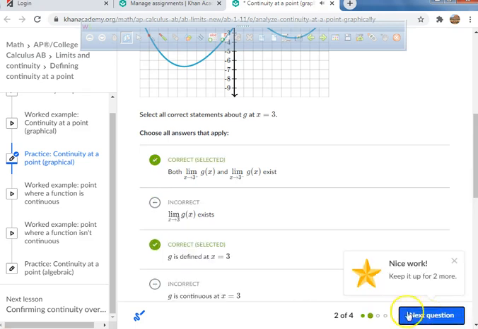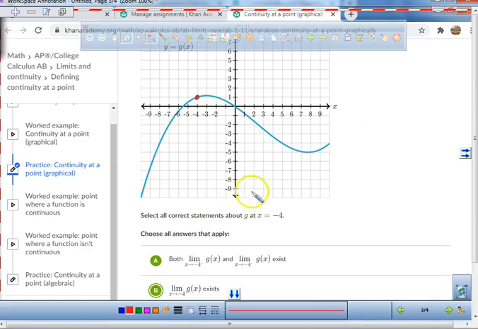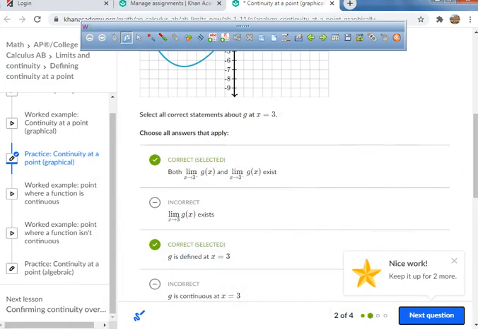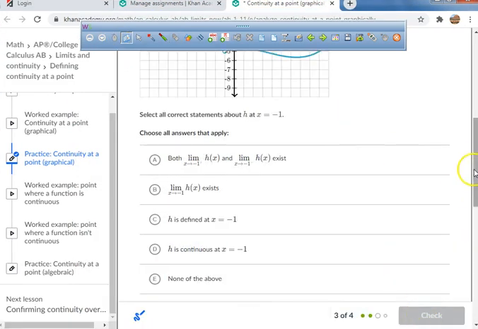All right. So in order for a limit to exist, it's got to go to the same point in order for that limit to exist. All right, let's do another one. All right, here we go.